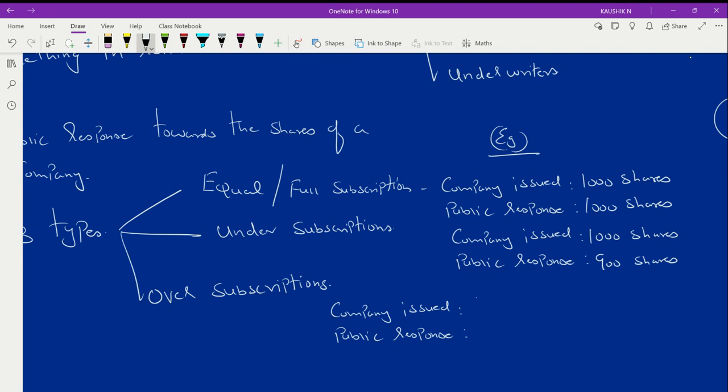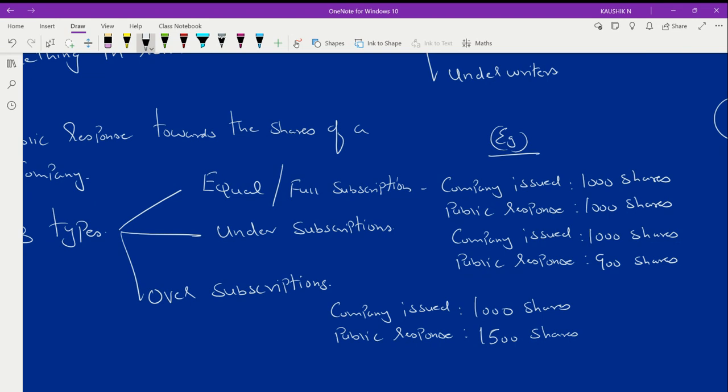The next one is the over subscription case. So the company is issuing 1000 shares, whereas the public is responding for 1500 shares. So this is a case of over subscription.